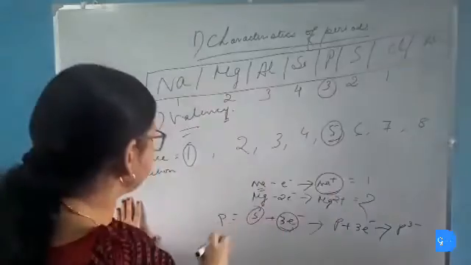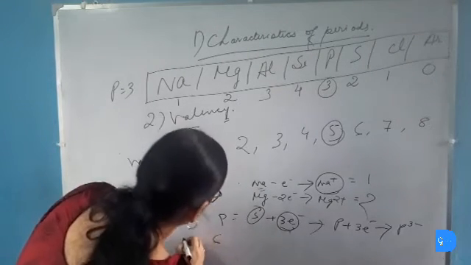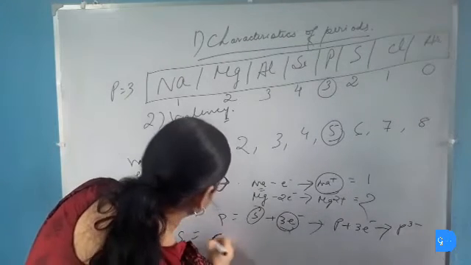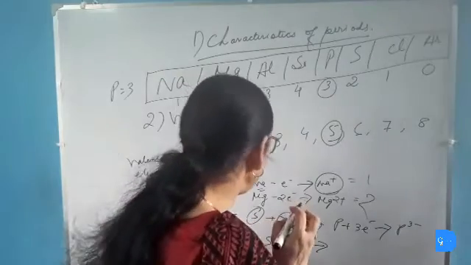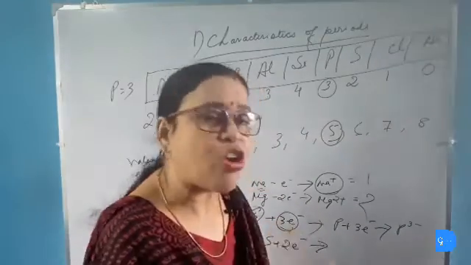Again, the valency of sulfur. The valence electrons of sulfur are 6. Sulfur has 6 valence electrons. So sulfur will gain 2 electrons from other elements and will achieve the nearest inert gas electronic configuration.